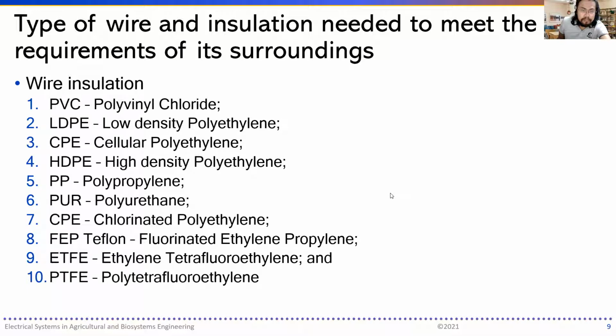These are the most common: PVC again, LDPE, HDPE, which is just high density polyethylene. We have PP, polypropylene, and others are actually very specialized plastics, such as the CPE, the FEP Teflon, fluorinated ethylene propylene. You have also the ETFE, ethylene tetrafluoroethylene, and PTFE, the polytetrafluoroethylene.